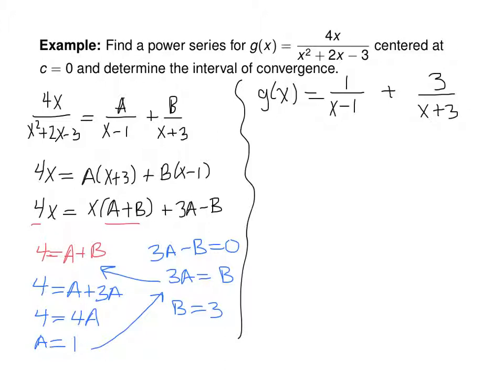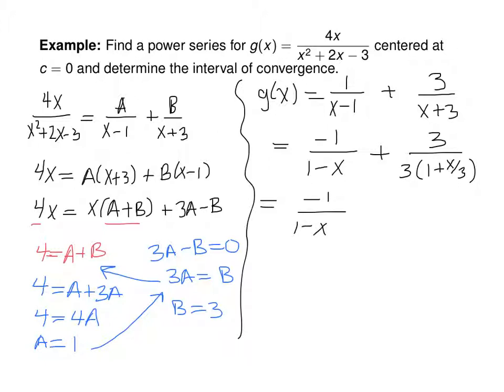Now 1 over x minus 1 is the same thing as negative 1 over 1 minus x. You can get that by multiplying or dividing both the numerator and denominator by negative 1. The second fraction we'll make into 3 over 3 times 1 plus x over 3. So we have negative 1 over 1 minus x plus 1 over 1 minus negative x over 3.